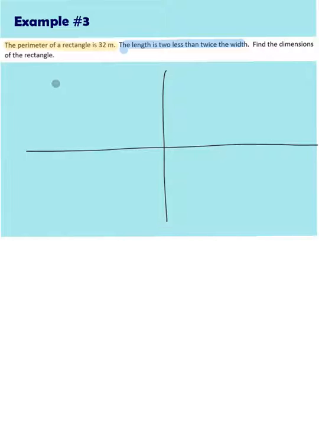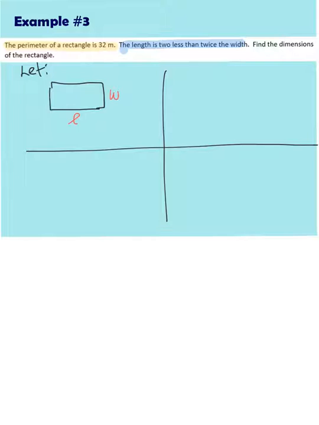So a rectangle, oops, that would be completely the wrong thing of what I was looking for. So a rectangle is a 4-sided figure. The question says find the dimensions of the rectangle. That would be its length and its width. Well, I don't know the length and I don't know the width. So we're going to identify that. This is going to be our let statement.